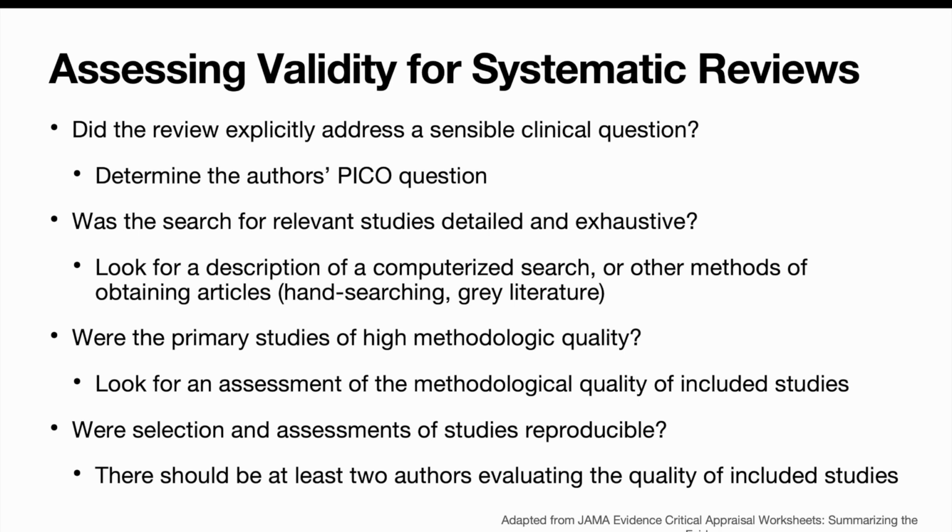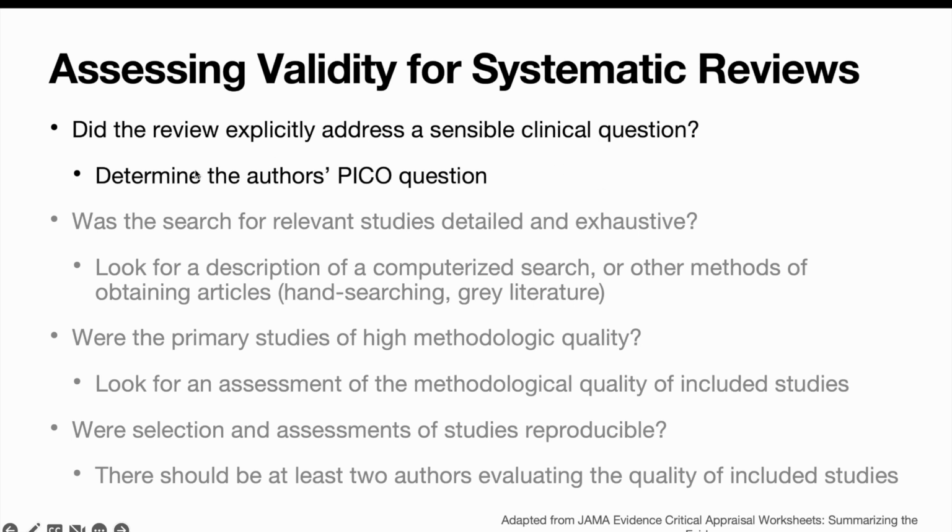Were the primary studies of high methodologic quality is the next question we'd like to ask. And to answer that question, we're going to look for an assessment of the methodological quality of the studies that were included in the systematic review. We also want to ask, were selection and assessments of studies reproducible, right? So is it just one person making the decision based on their gut, or do we have at least two authors evaluating the quality of the included studies? Those are questions we want to ask. So we'll start with the first one.